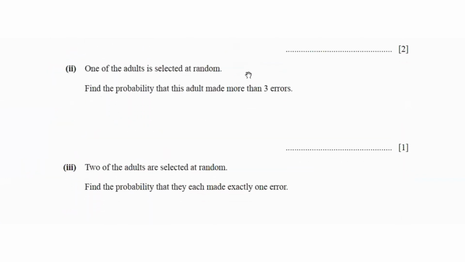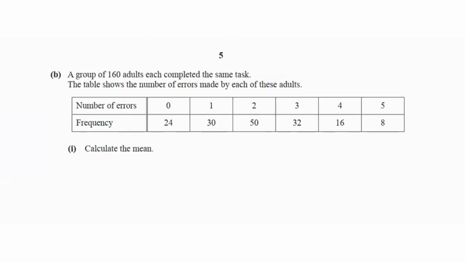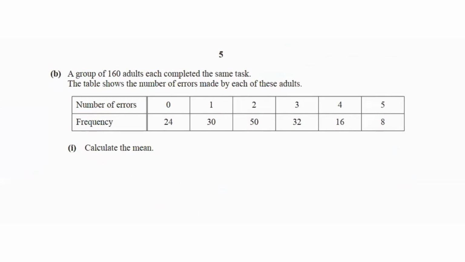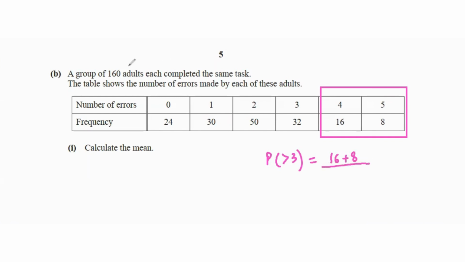One of the adults is selected at random. Find the probability that this adult made more than 3 errors. So more than 3 errors is basically going to be this. So the probability of more than 3 errors is 16 plus 8, which is the number of people who made more than 3 errors, divided by the total number of people, which is 160. So that's 24 over 160, which can be simplified to 3 over 20.